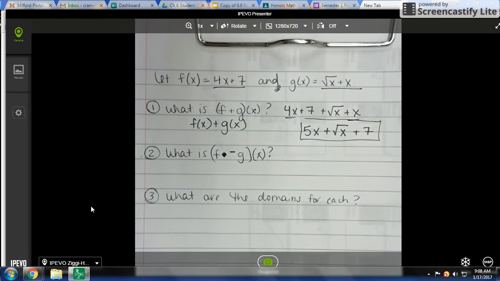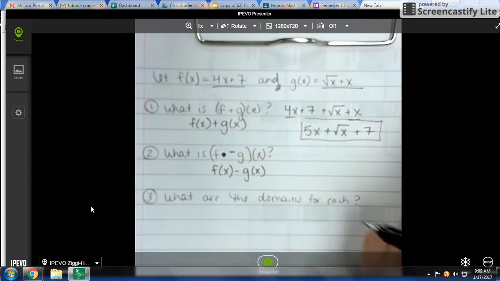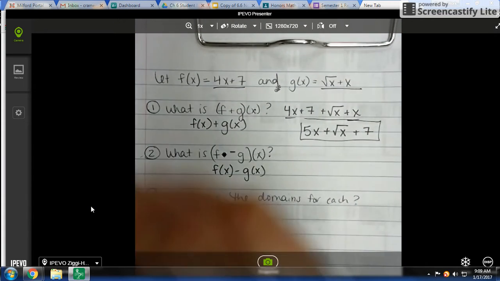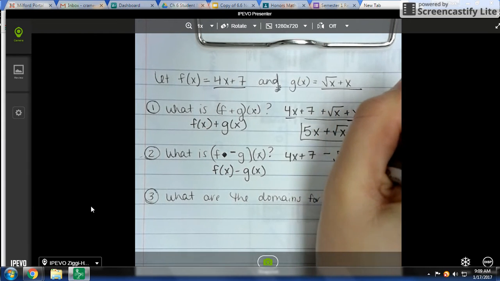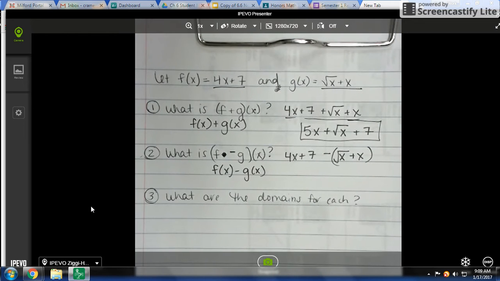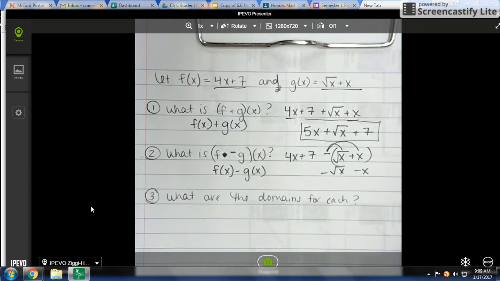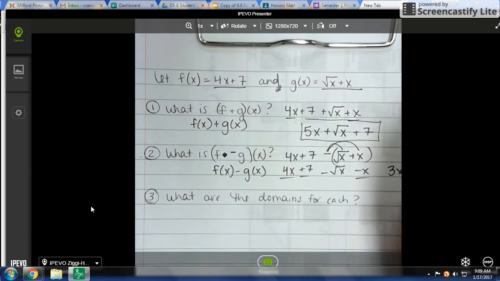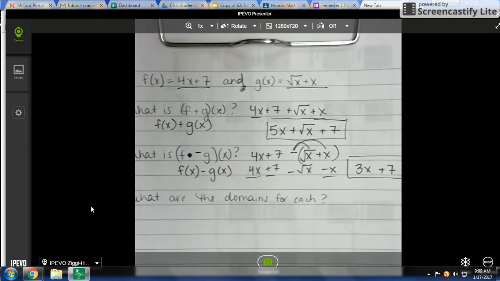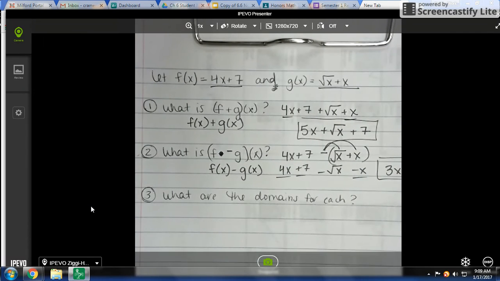so that would be our final answer. Here we have f minus g of x, which is the same thing as f of x minus g of x. And here we have 4x plus 7 minus radical x plus x. And we're subtracting that whole thing, so it needs to be a whole quantity in parentheses, so that would be negative radical x and negative x. So here we have 4x and minus x would give us 3x, plus 7 minus radical x. And these terms don't need to be in any specific order, as long as they're all there with the correct signs. Then it asks what are the domains for each.